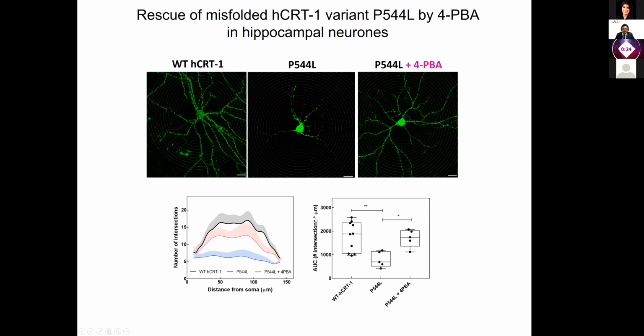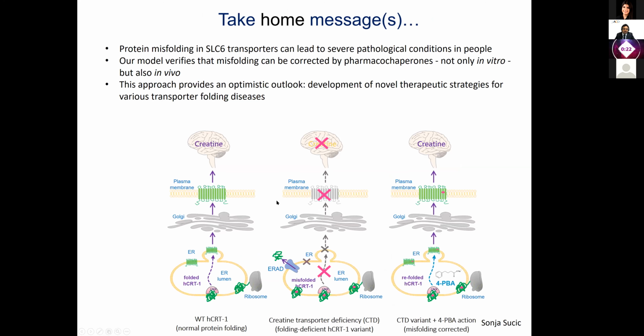So all in all, what I want to say today is that folding disorders, or the protein misfolding observed in the case of SLC6 transporters and the creatine transporter, can lead to various pathophysiological conditions. And the proof of concept that we have here with the pharmacochaperoning approach works quite well. So we were able to confirm this in the case of dopamine and the creatine transporter in vitro. And we also confirmed this in the case of the dopamine transporter in vivo.